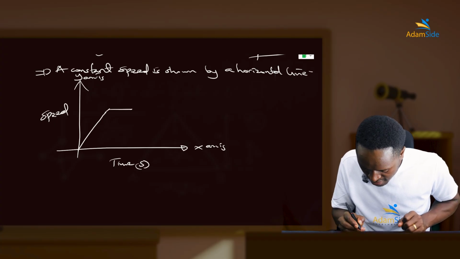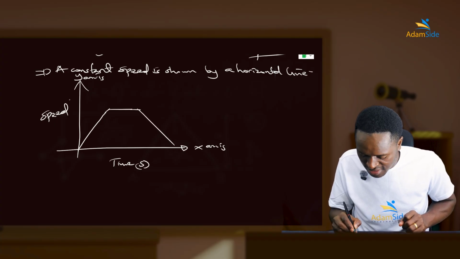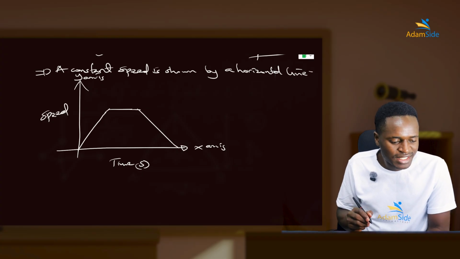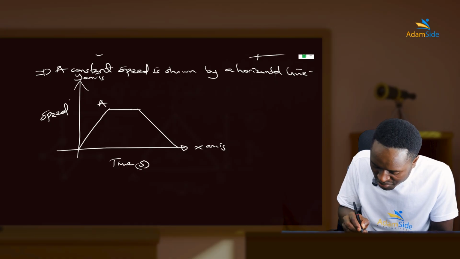Then you have this car. They say, for how long was the car traveling at a constant speed? A constant speed will be shown by a flat line.